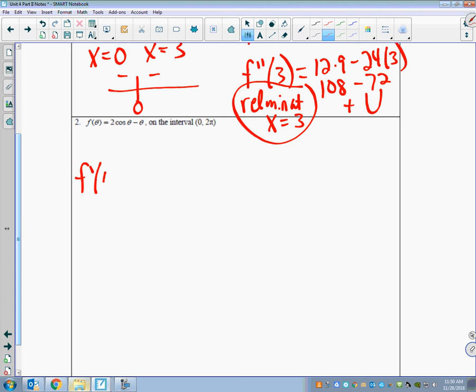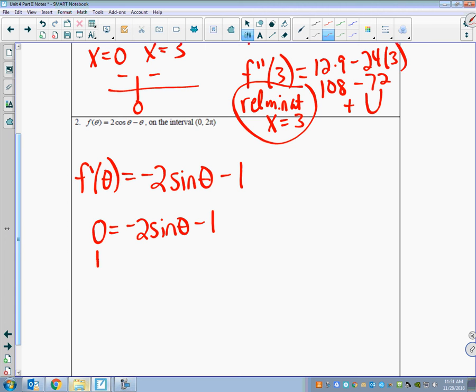If I did the first derivative, what would I get? The derivative of cosine is negative sine, so that would be negative 2 sine of theta minus 1, because that would be like the derivative of x. If I set that equal to 0, look at this trig we got going on here. So I could add 1 over and divide by negative 2. Very nicely, they say we're only going between 0 and 2 pi.